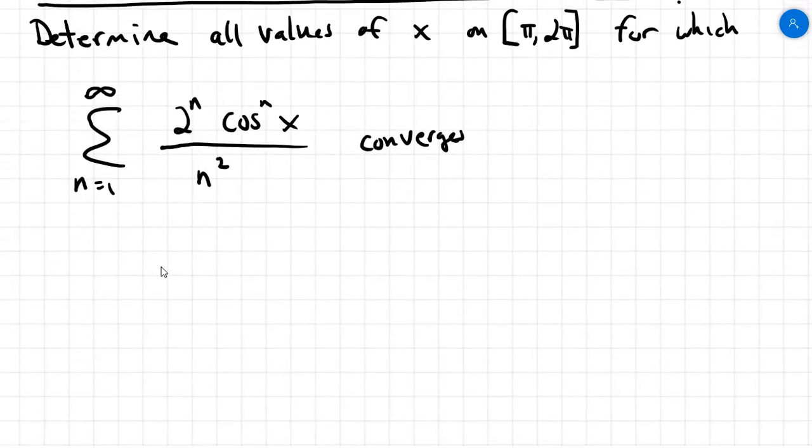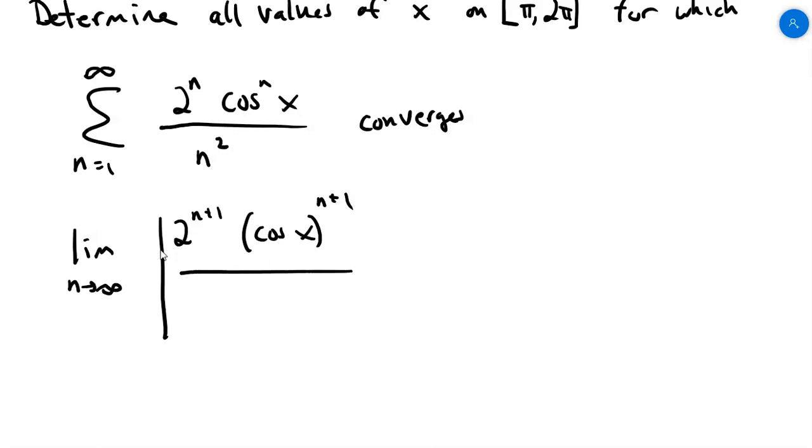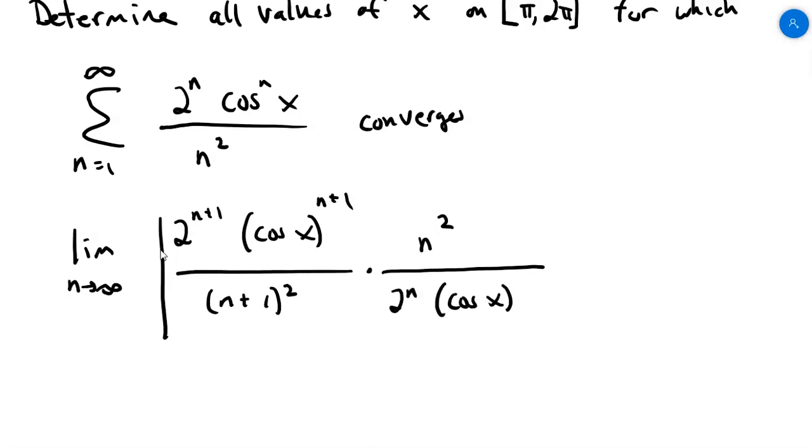So the first step is I need a ratio test. I need to take the limit as n approaches infinity of 2 to the n plus 1. This thing over here, that cosine of x to the n, it might make it more comfortable if I wrote it like this, cosine of x to the n plus 1. And on the bottom, I replace that n with an n plus 1, and it gets squared. Okay, rather than divide by the original, why not multiply by the reciprocal? And I get an n squared 2 to the n cosine of x to the n.